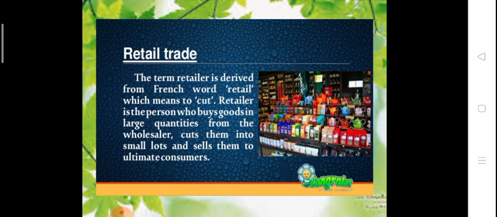A retailer is a person who buys goods in a large quantity from a wholesaler, cuts them into small lots, and sells them to the ultimate consumer. Means retail trade is a trade that plays an important role between the consumer and the wholesaler, who purchases goods from the wholesaler and sells to the consumer.